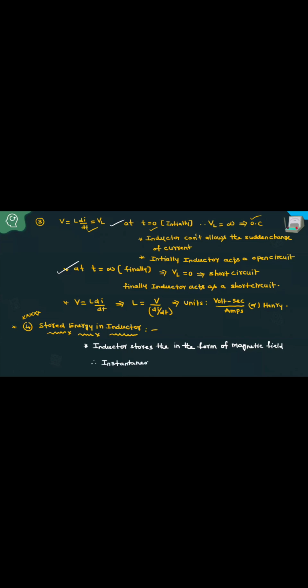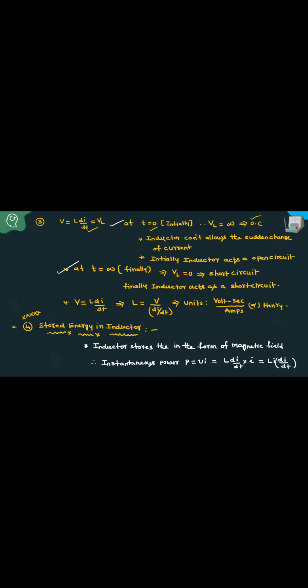How do we calculate the instantaneous power, friends? The instantaneous power p equals v times i. What is v? v equals L di by dt. So the instantaneous power equals L i di by dt.